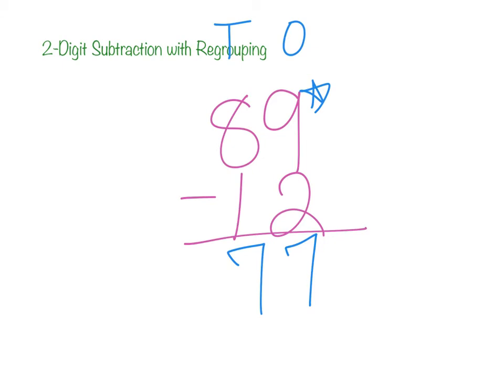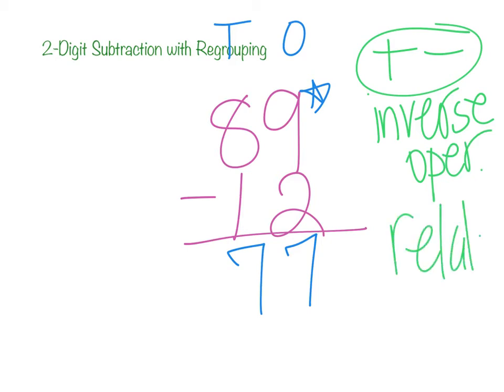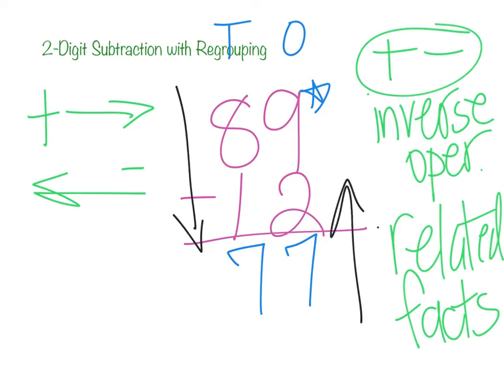That's right, with addition. And why does addition work to check my answer? Who knows why? Excellent. Because addition and subtraction are inverse operations, and it's part of the related facts, or the fact families. So if I add one way, I can subtract the other way. So since I subtracted this way, I'm going to add that way.